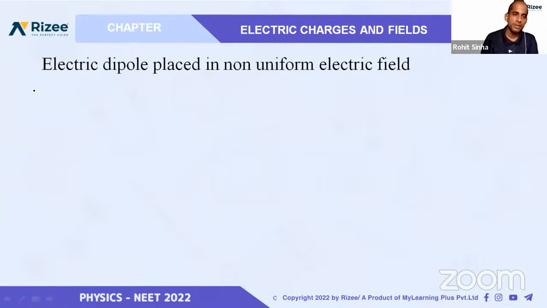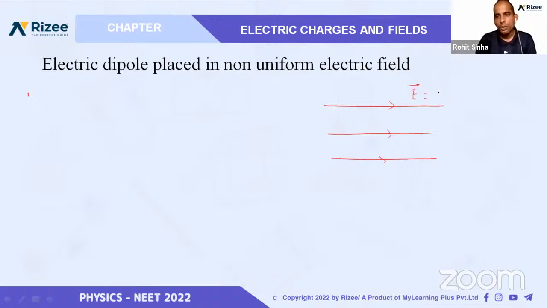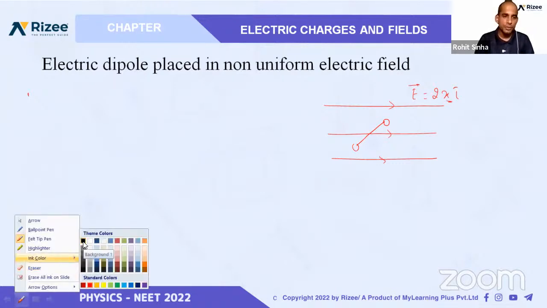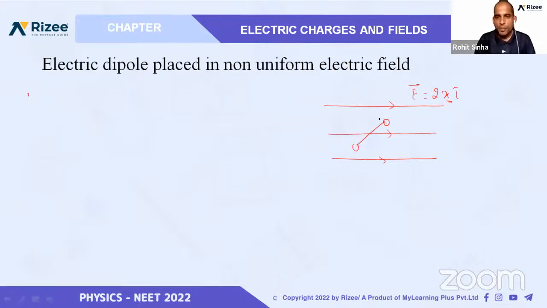Okay, first let us discuss this. Suppose we have a non-uniform electric field like this. The electric field is given as E is equal to 2x i cap. You can see here the electric field is not uniform. It depends on x, so it is a non-uniform electric field. So what will happen if we place a dipole in this? I will not go into that calculation part because it is important for JEE, but for NEET we should remember what will happen.